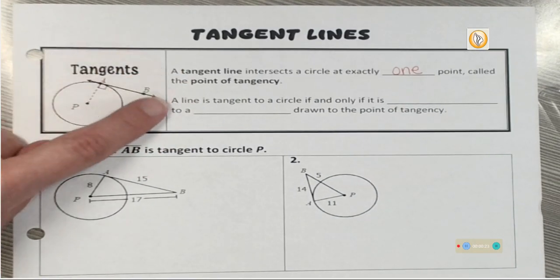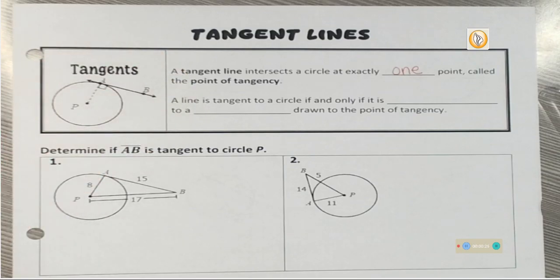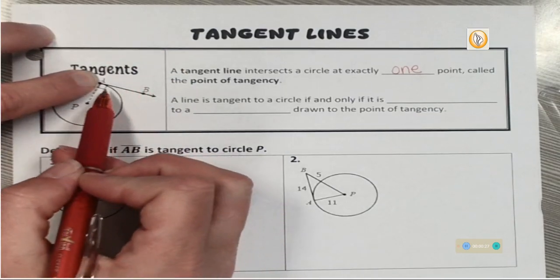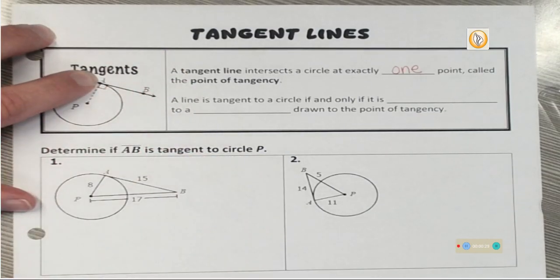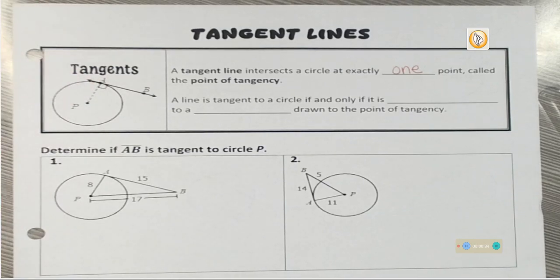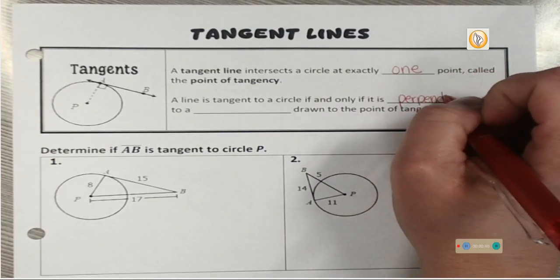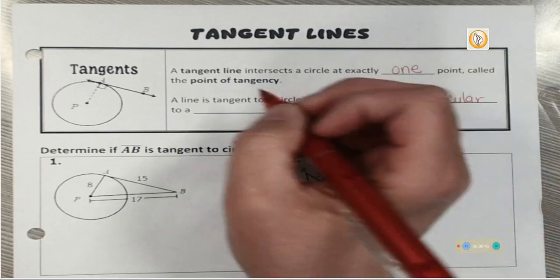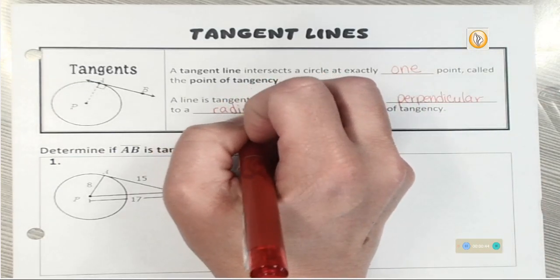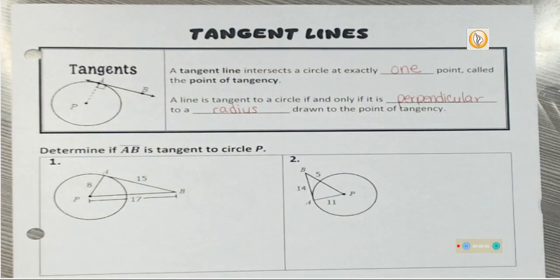What is my point of tangency? A. And that means my tangent line is AB. Well, there's something cool that happens. A line is tangent to a circle if and only if it is perpendicular to a radius drawn from the center to the point of tangency.